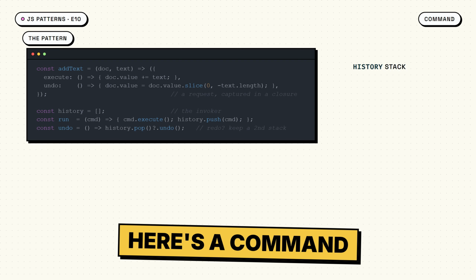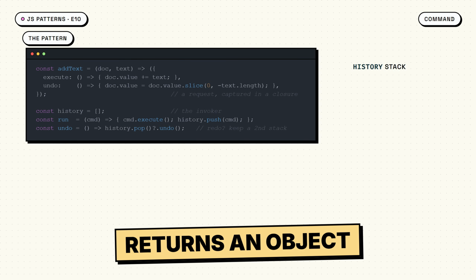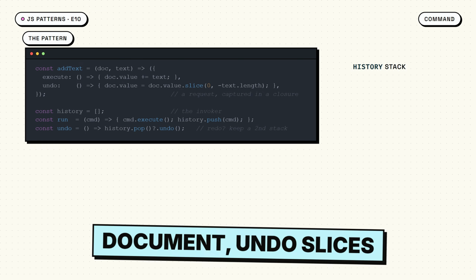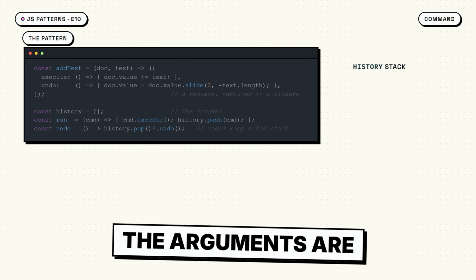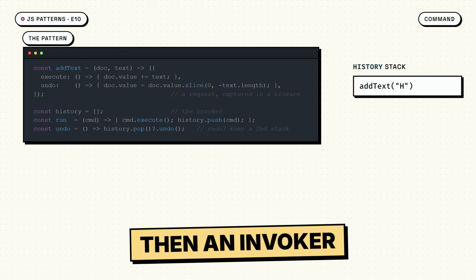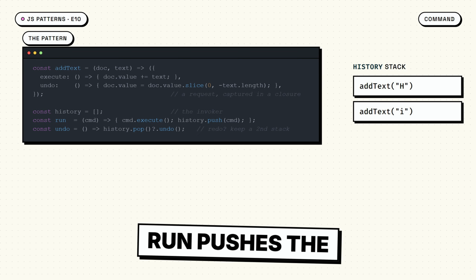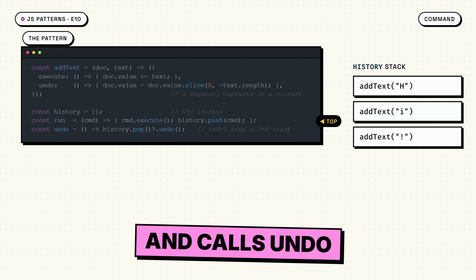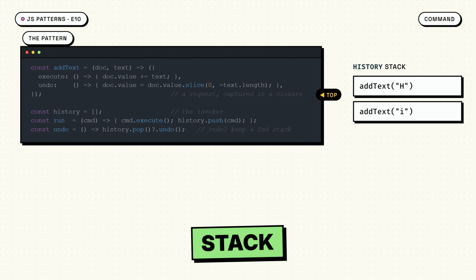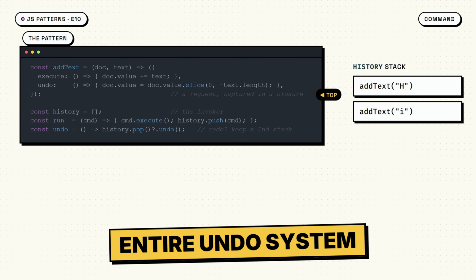Here's a command. AddText is a function that returns an object. Execute appends the text to the document. Undo slices it right back off. The receiver and the arguments are captured in a closure. Then an invoker keeps a history stack. Run pushes the command and calls execute. Undo pops it and calls undo. Want redo? Keep a second stack. That is the entire undo system.